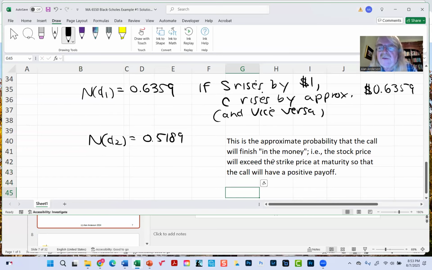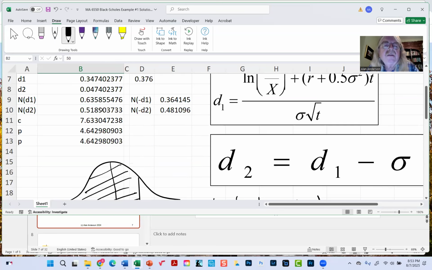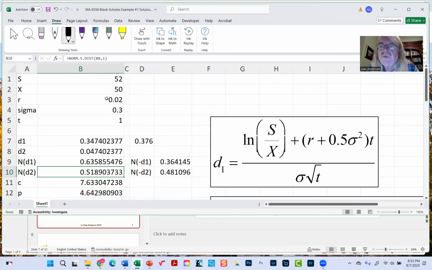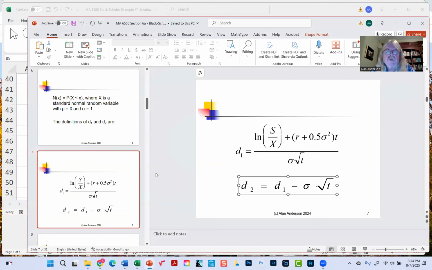Okay. It doesn't guarantee you'll have a profit, because if the payoff is less than the cost of the option, we'll still lose money. But being in the money means that at the end of the maturity date of this option, the stock price exceeds the strike price, which in fact you can see here right now, this option is said to be in the money by $2. So this is the probability, approximately, that the option will, at the end of its lifetime in 1 year, actually finish in the money.